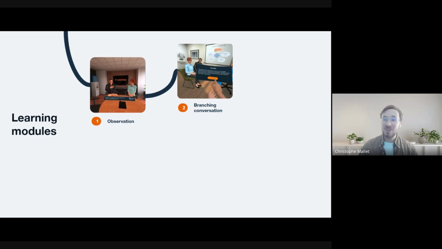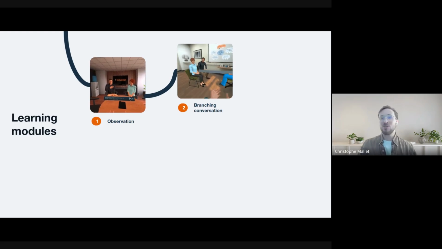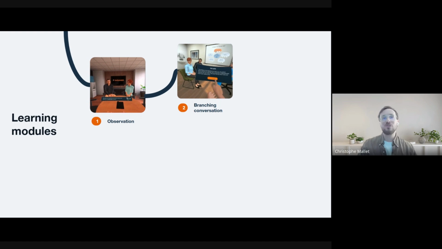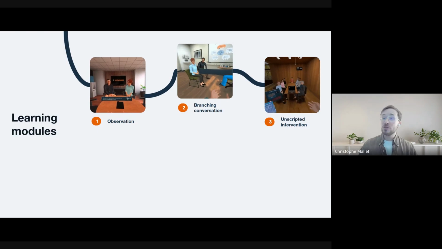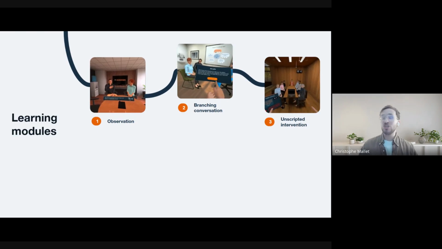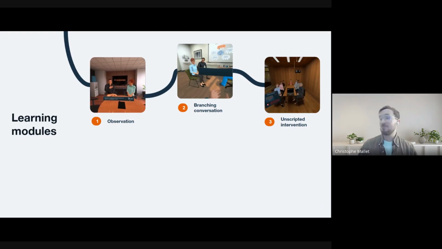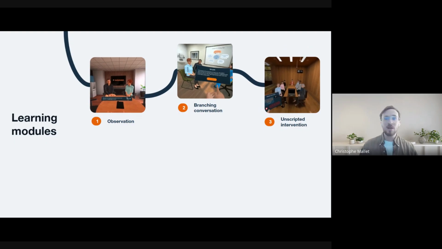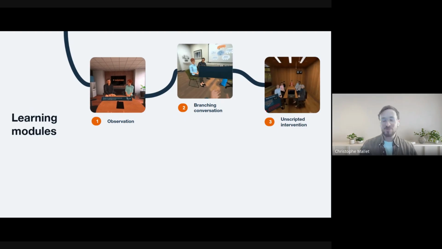But then obviously in the real world, you don't get to click, you don't get to choose A, B, or C. You have to improvise, to think on your feet. And so that's why in every module, we put the learner in an unscripted intervention, during which they're going to use their own words, their own body language, and talk to an audience. The audience might be a patient, a recruiter, someone in the classroom, and so on.